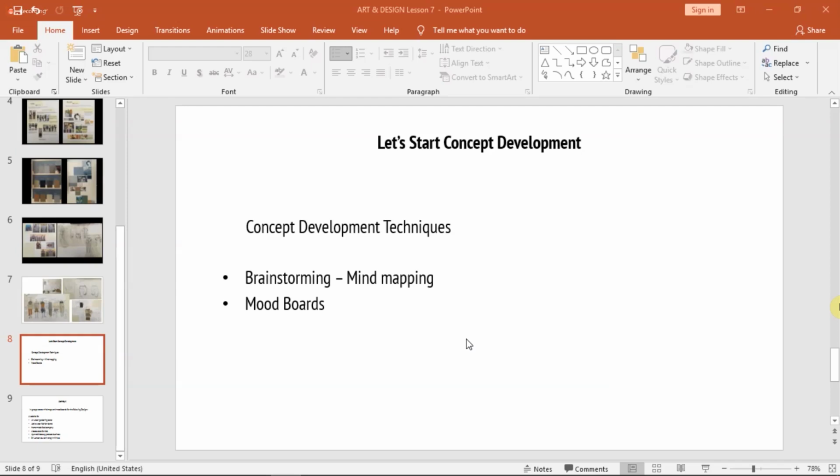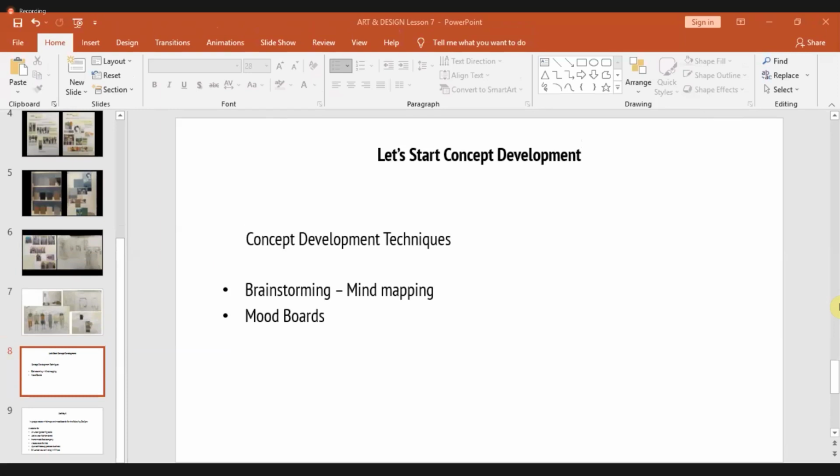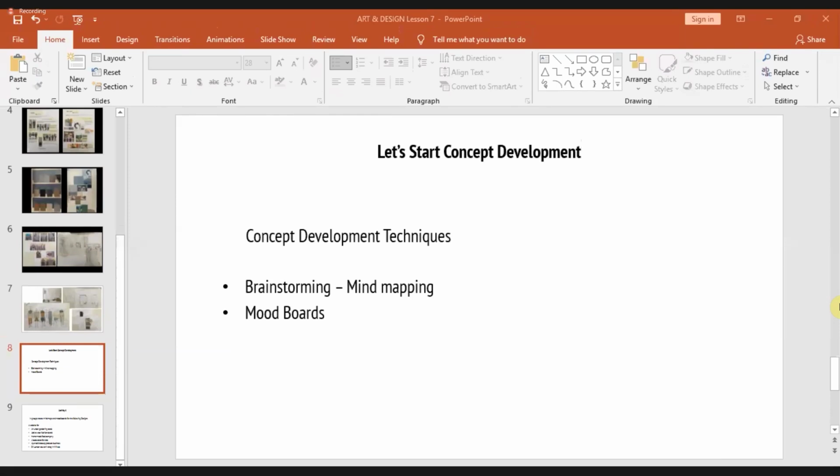Then the next tool is creating mood boards. That's what I showed you earlier. A mood board is a visual representation of an idea. I will show you a few other mood boards, not like the ones I showed earlier.